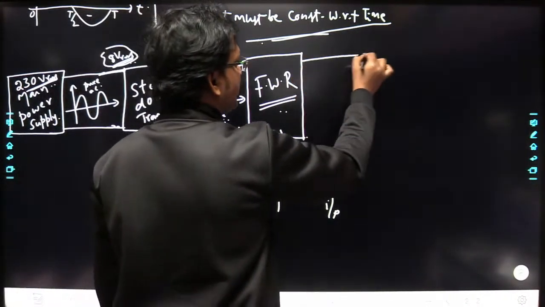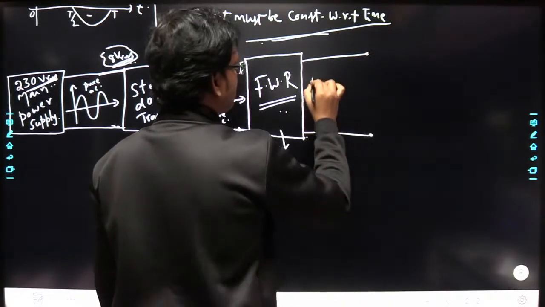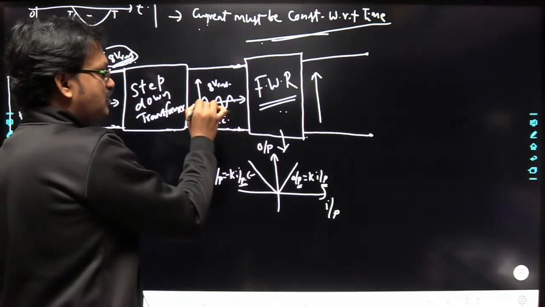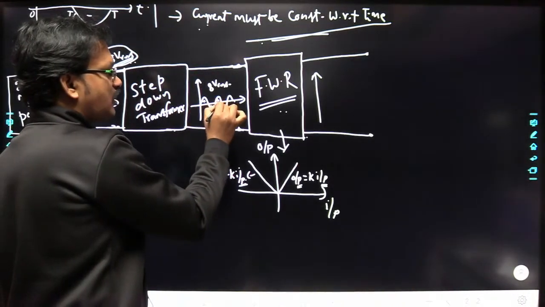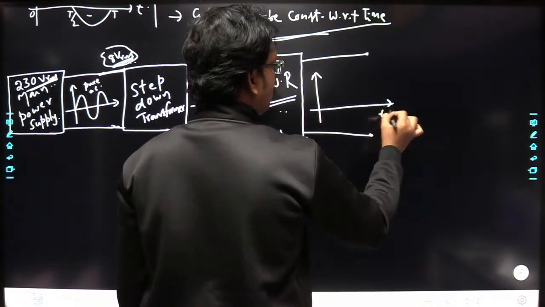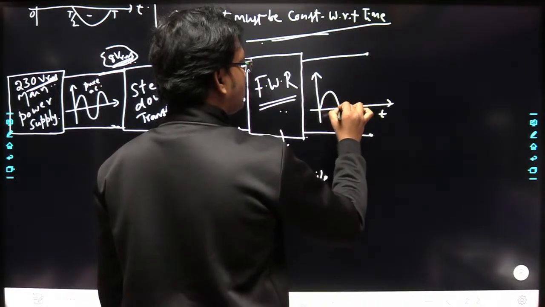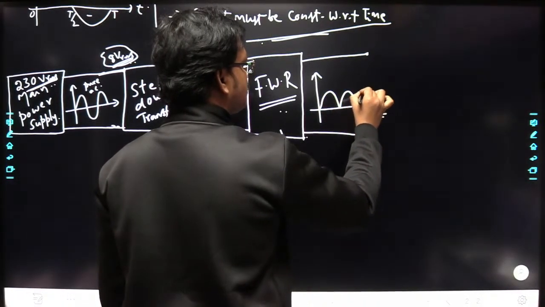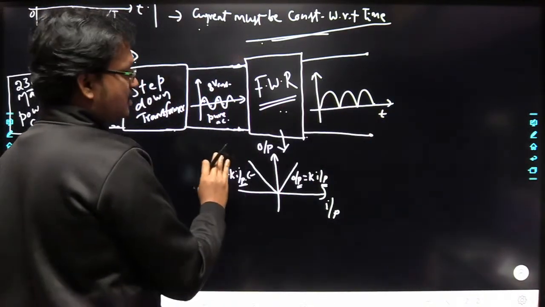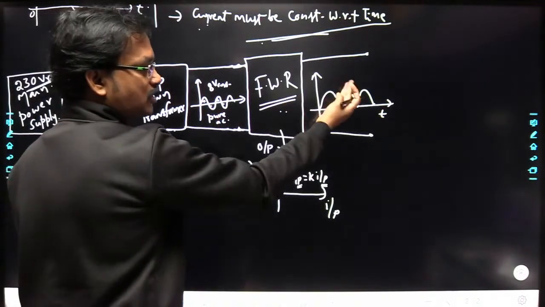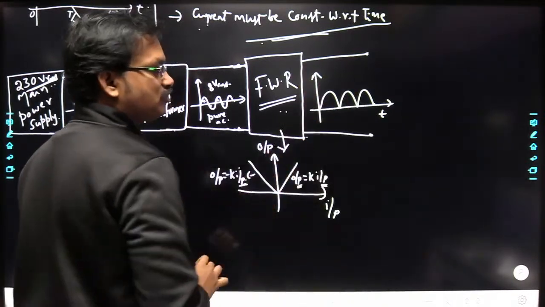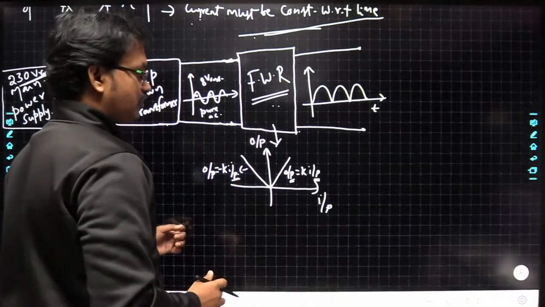Now here the input signal is bidirectional, that means it has both polarities, positive and negative, a pure AC signal. At the output, you are going to get a waveform like this. The positive half cycle will be replicated as it is, and the negative half cycle will also be converted to positive polarity. So this is the output waveform we get for a full wave rectifier.